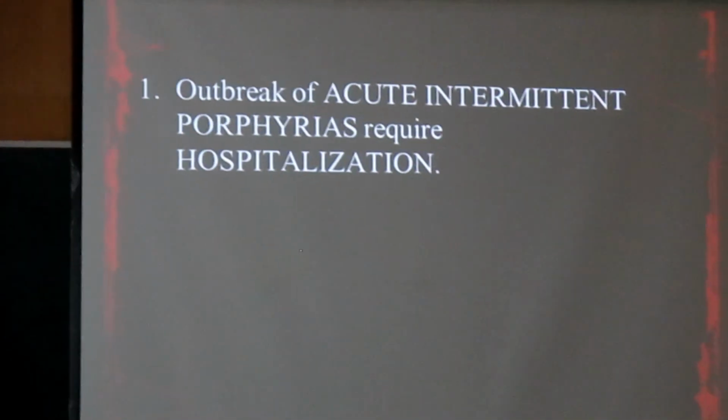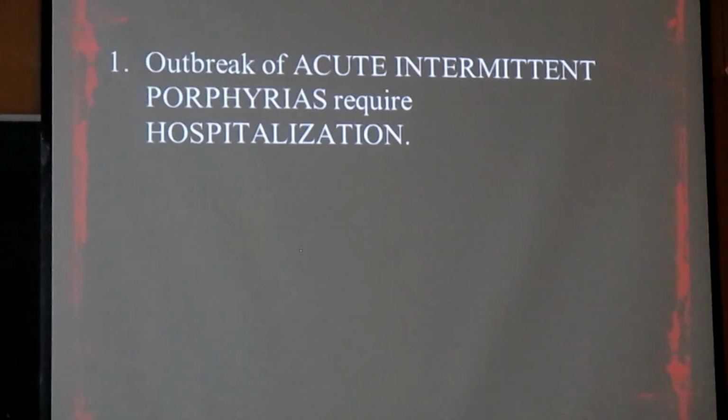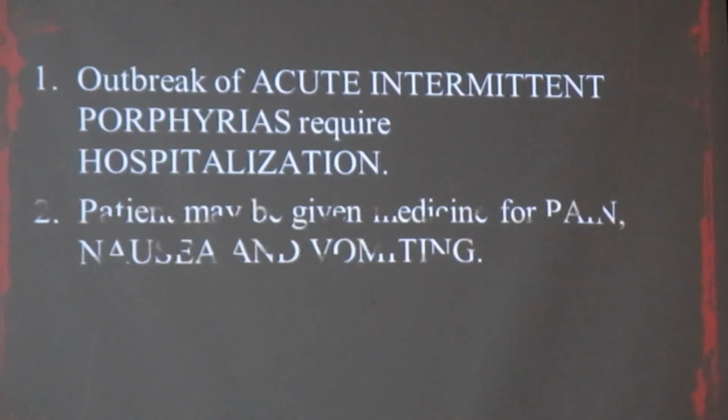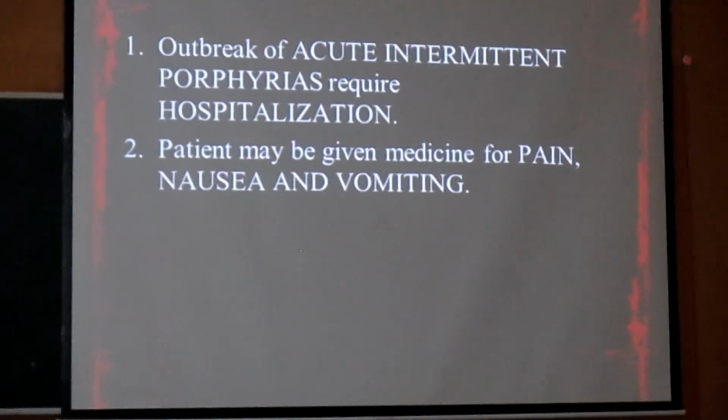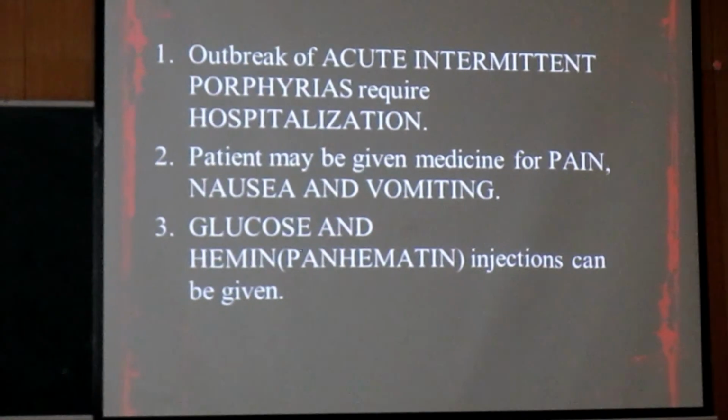Next, coming to the treatment of porphyria. Acute intermittent porphyria is the most severe form of porphyria, so it requires immediate hospitalization. For patients suffering from abdominal pain, nausea, and vomiting, pain medication is given, and heme injections are also used.